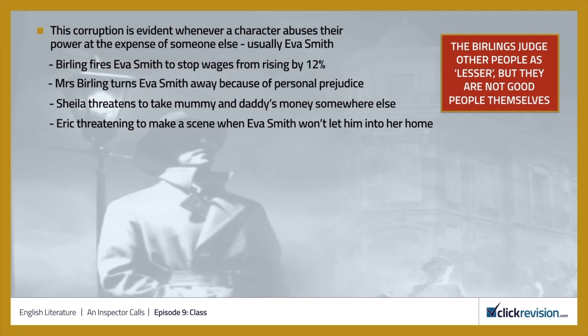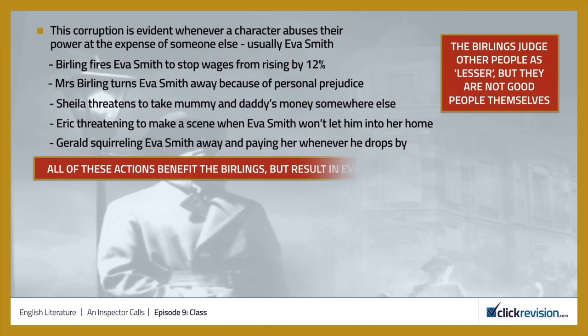And Gerald squirreling her away in his friend's house and leaving her some money whenever he drops in, rather like you might treat a prostitute. All of these actions benefit the Birlings, but together result in the ruin of Eva Smith. And they're all abuses of class privilege.